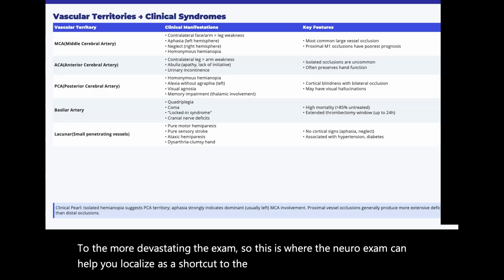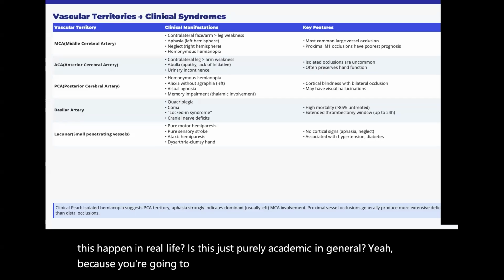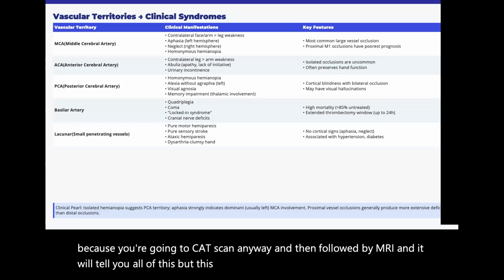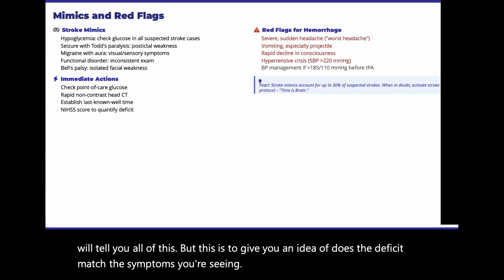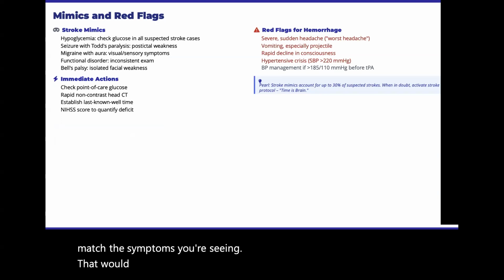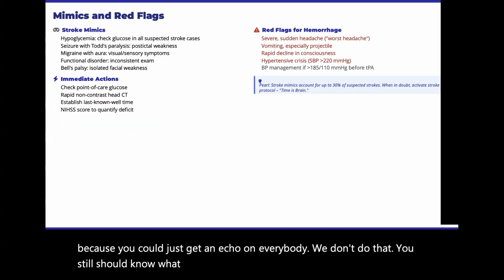Now, does this happen in real life? Is this just purely academic? In general, yeah, because you're going to CAT scan anyway, followed by MRI, and it will tell you all of this. But this is to give you an idea of whether the deficit matches the symptoms you're seeing. That would be like us not teaching you how to listen to heart sounds because you could just get an echo on everybody. We don't do that. You still should know what the physical exam should look like prior to ordering a test.